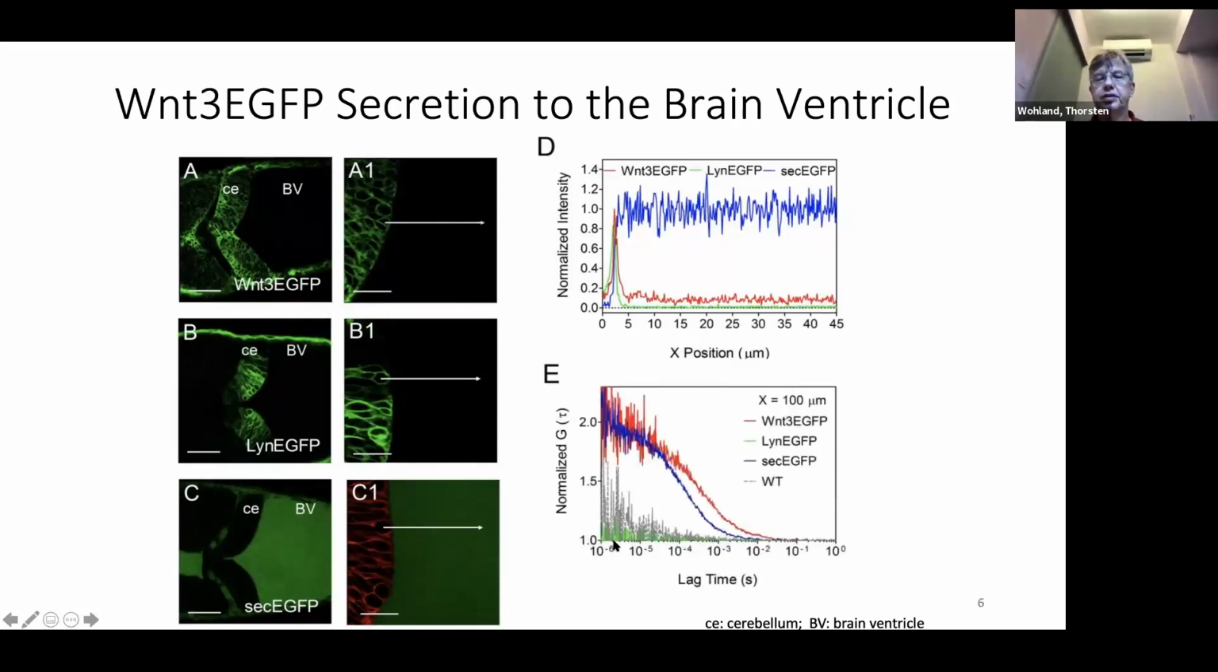And here are the correlation functions. For wild type, so autofluorescence, you see little correlation function. Lyn EGFP is the same thing: you don't see a correlation function in the brain ventricle. But you see correlation functions for secreted EGFP and also for Wnt3 EGFP. And Wnt3 EGFP is a bit wider. Why? Because Wnt3 EGFP is, of course, larger than EGFP alone, so it's expected to have a wider correlation function. The problem for us now is that we don't really know what model to use. Is this a 1-particle model or a 2-particle model? And since we have a certain amount of noise, can we tell the difference between these two models?